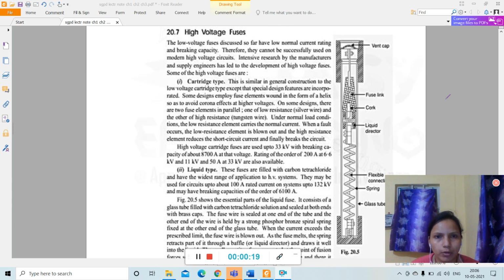So today our topic is high voltage fuse. We will discuss different types of high voltage fuse, and then we will discuss the difference between fuse and circuit breaker.